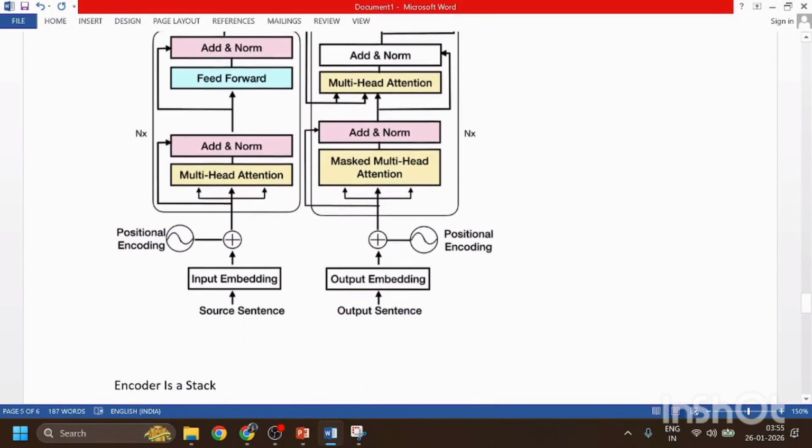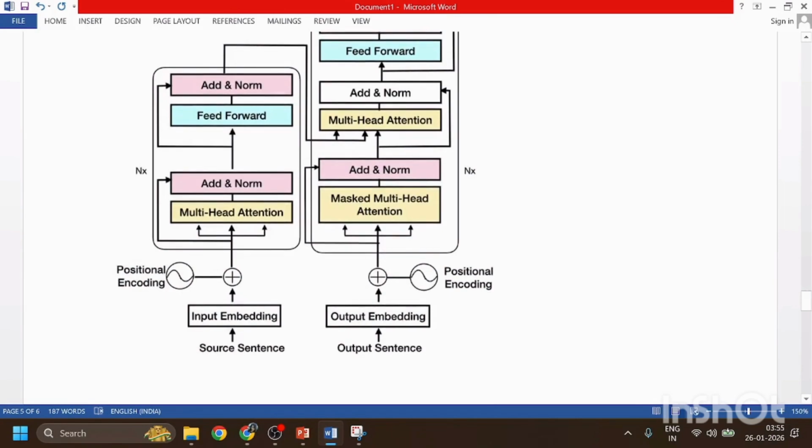So here you can see the encoder input. This is the first part. Here you can see input embedding and source sentence. The encoder takes word embedding as an input. Like if you have any sentence, for example, I love programming, or I love the programming language Python. You can take any sentence as an input.